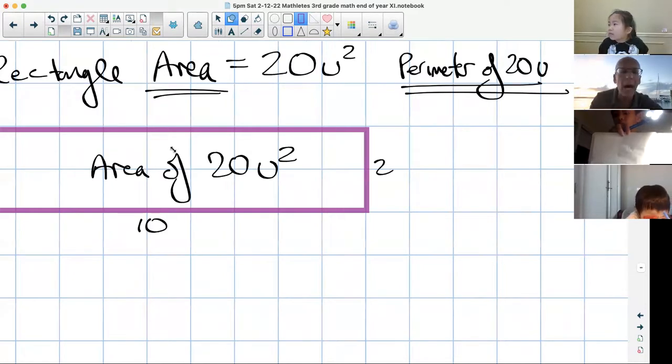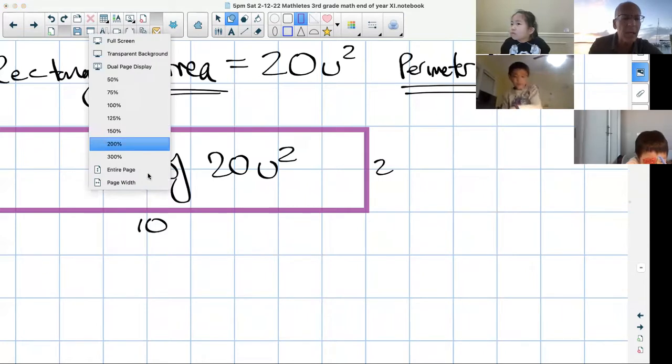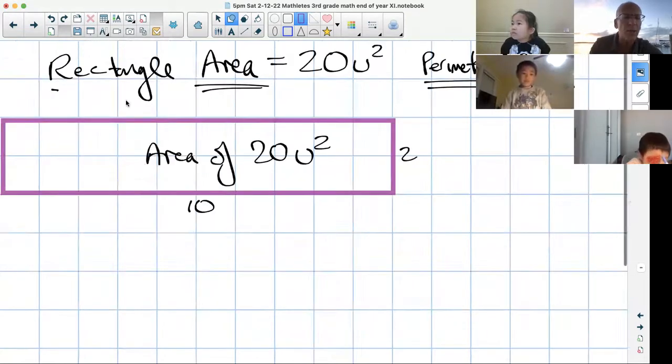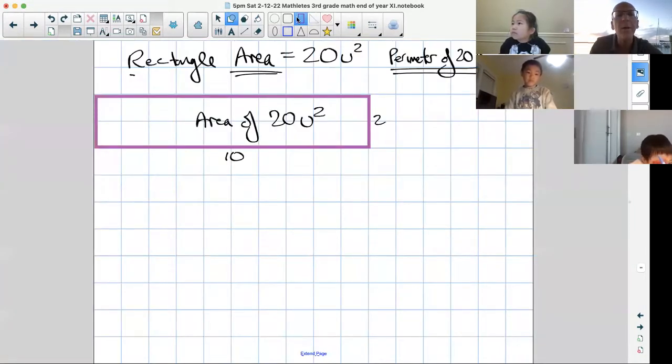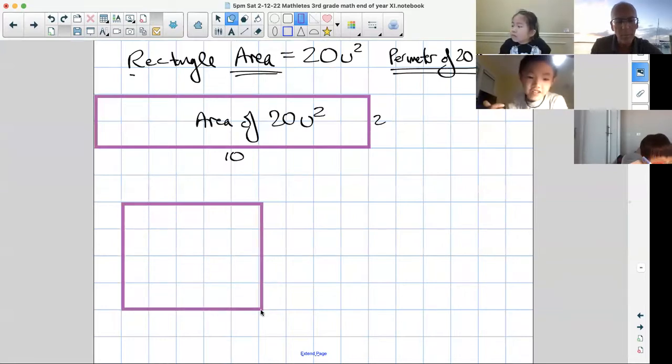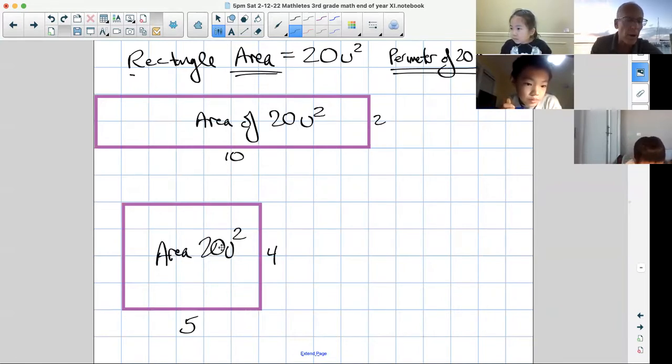Oh, nice. So guys, check this out. Jason B decided to do a what? Can you say the dimensions? A 5x4. Yep. So Jason B created another rectangle with dimensions of 5x4, which has an area of 20 square units.